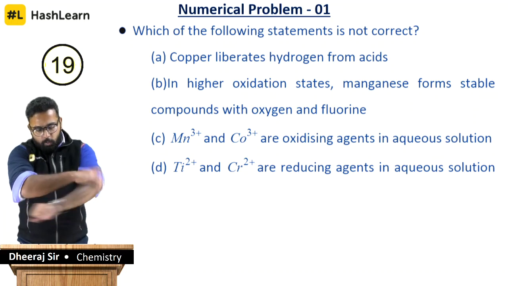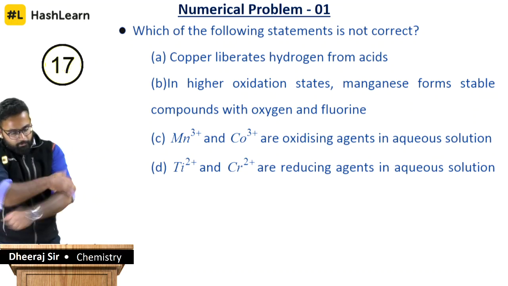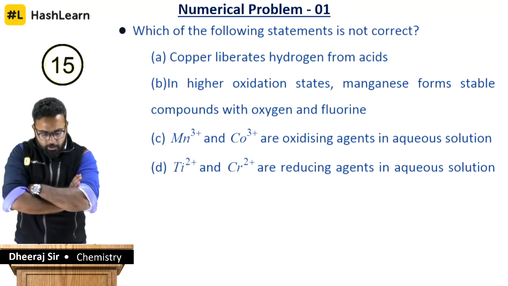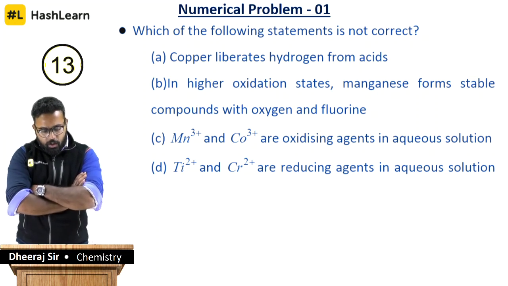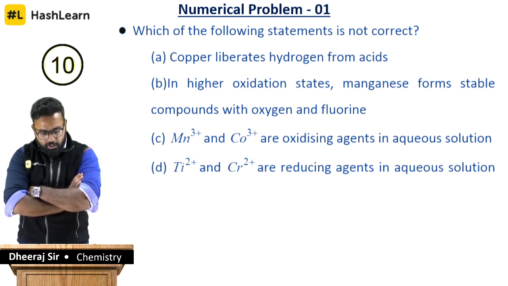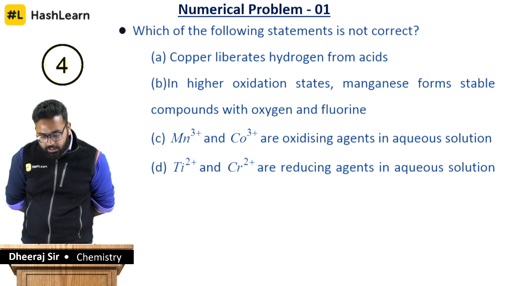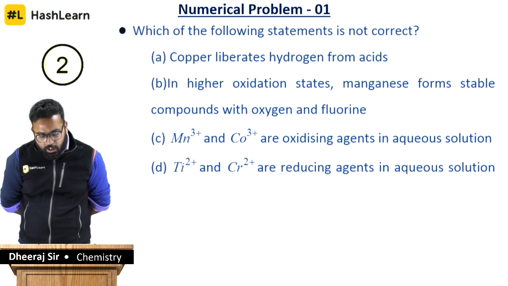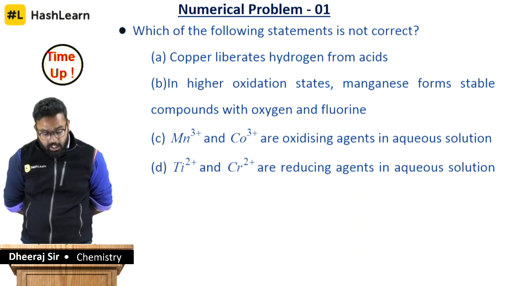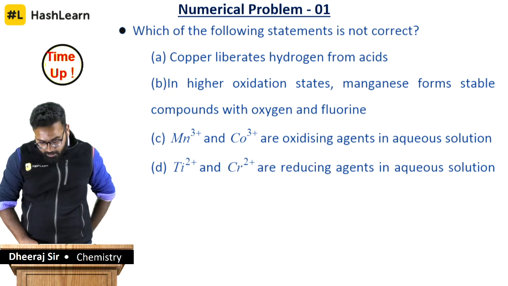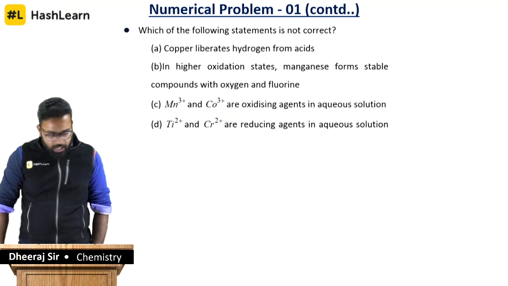Which of the following statements is not correct? Copper liberates hydrogen from acids. In higher oxidation states, manganese forms stable compounds with oxygen and fluorine. Mn3 plus and Co3 plus are oxidizing agents in aqueous solutions. Ti2 plus, that's titanium, and Cr2 plus are reducing agents in aqueous solutions.